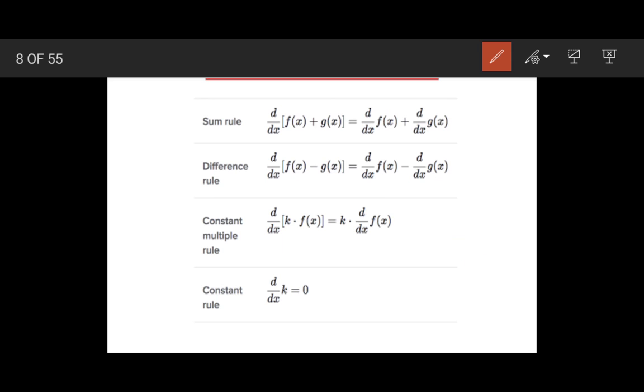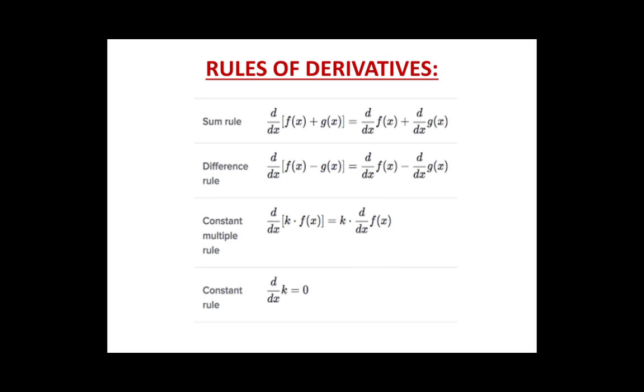Then next, if only k is given, if only a constant is given, then the derivative will be 0. So derivative of a constant is 0. Okay, so these are some basic rules of derivative.